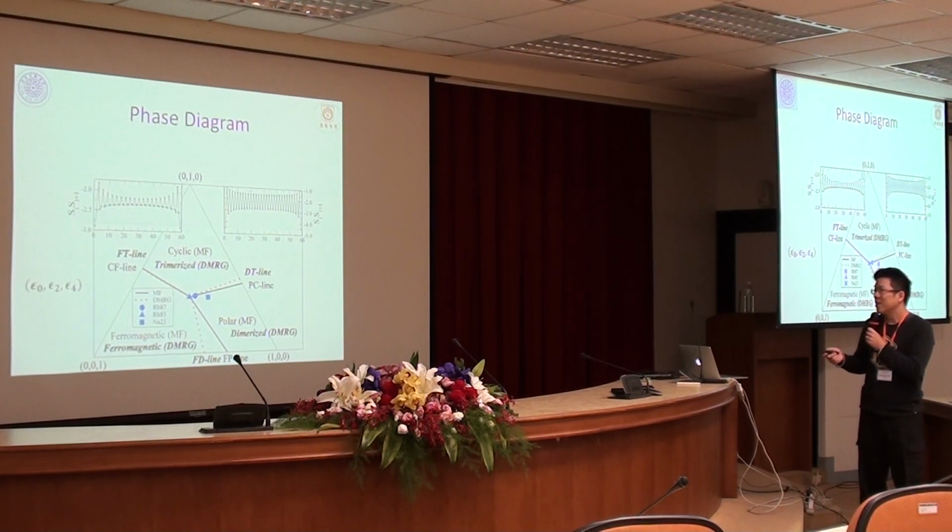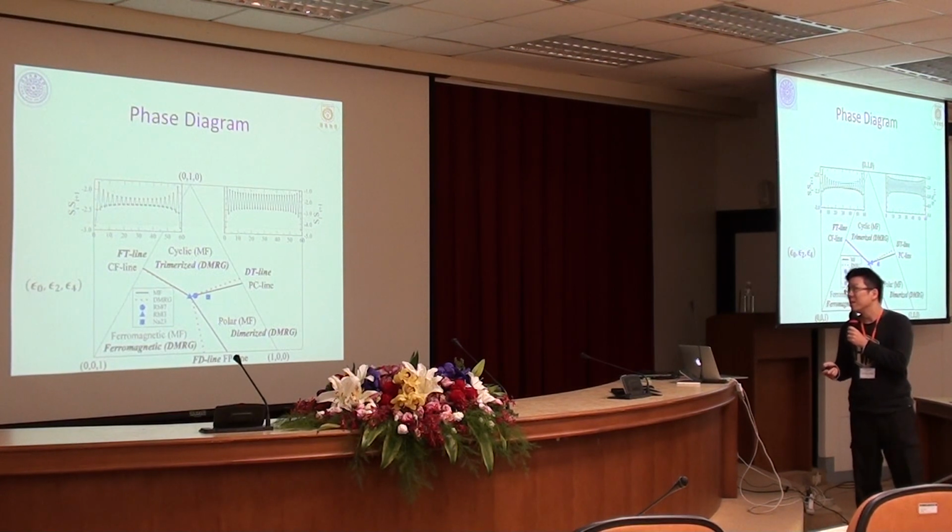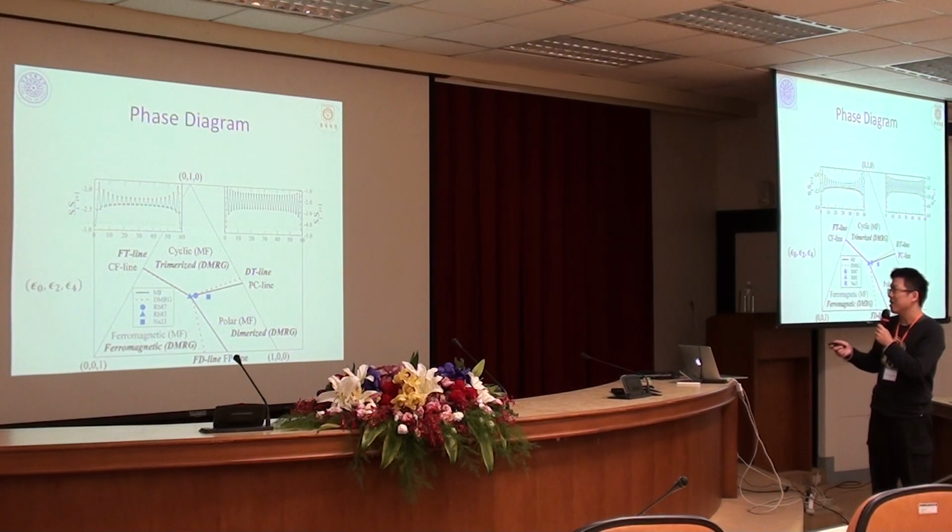Interesting. Okay, so in the DMRG, we find the ferromagnet is still a ferromagnetic state, and this polar phase becomes a dimerized phase. So in this dimerized phase, if you look at the S_i dot S_i+1 correlation, you will see a kind of up-down pattern.